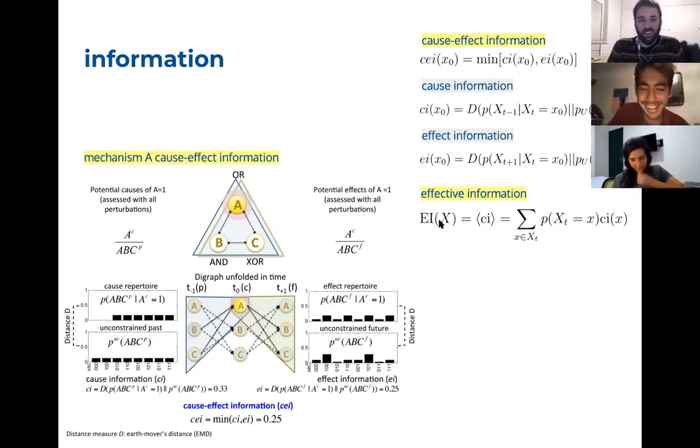Is the coarse graining the thing where you take A and B together and consider that one? Yeah, you do some sort of that. Okay. That's the complex, right?